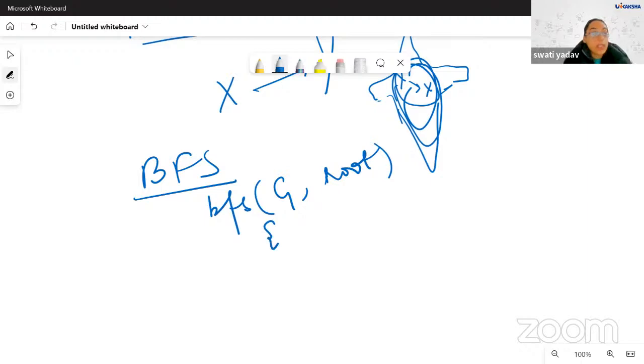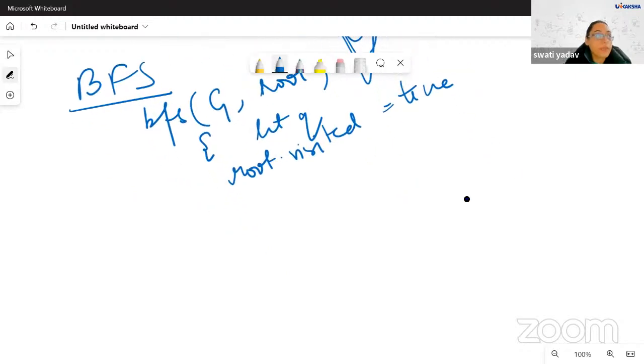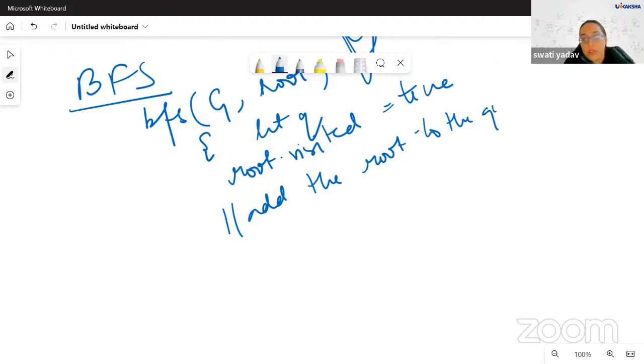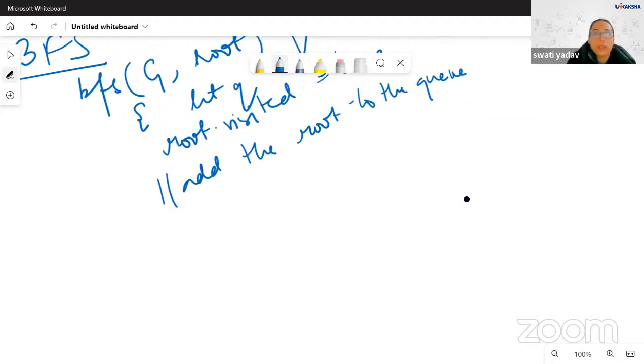Now here you need a queue. So let's say you have a queue. The first time, you mark the root as visited, which means we keep it as true. Then you add the root to the queue. To add it, there is an enqueue operation, so you just simply add it to the queue.